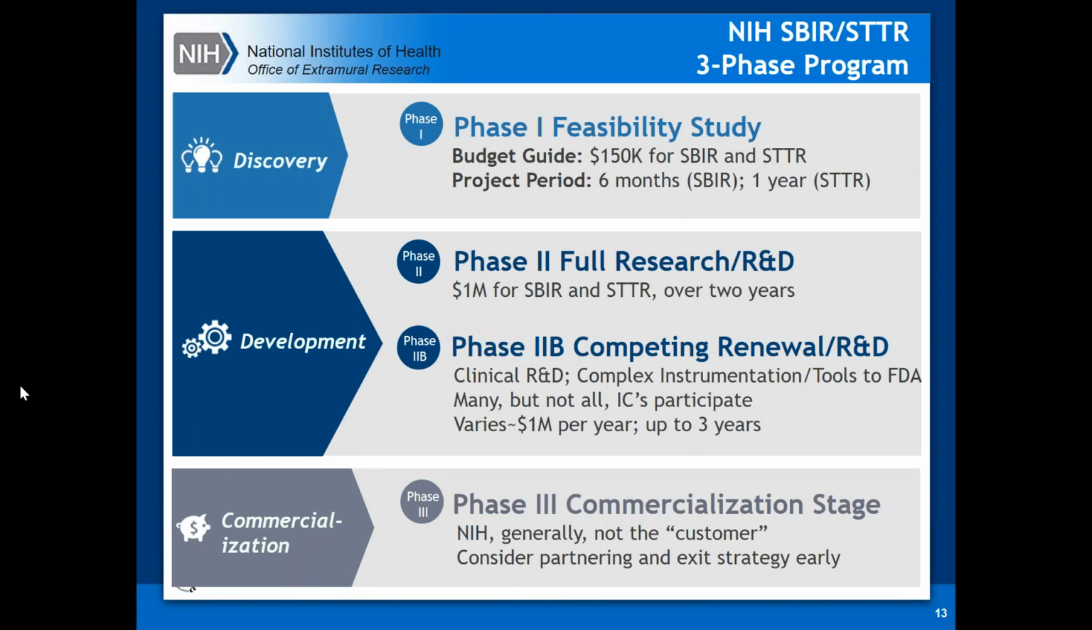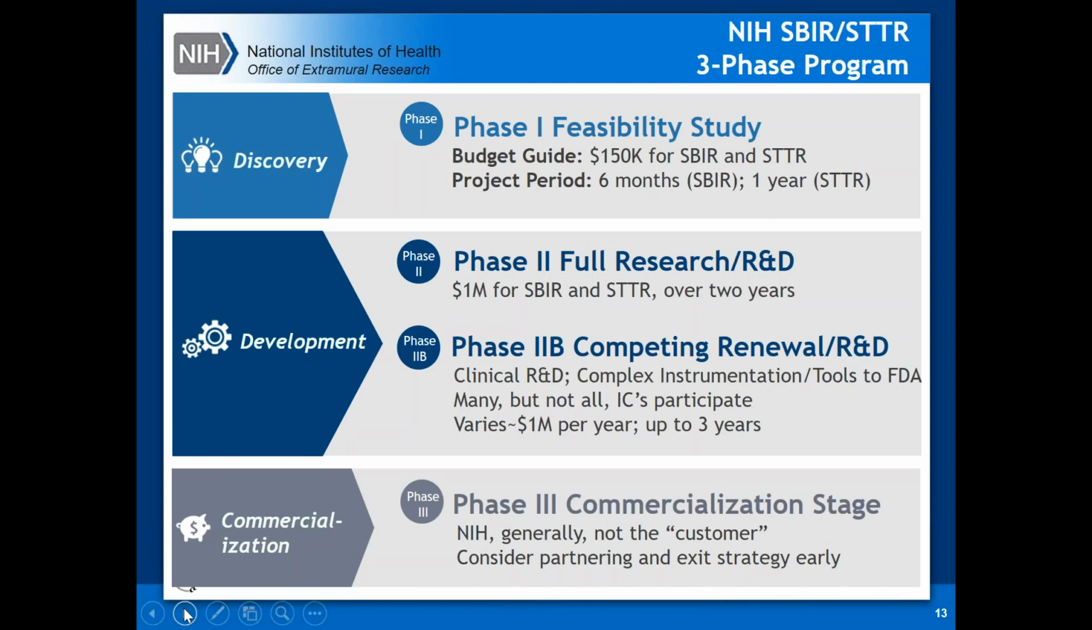And if you go into phase 2B, which is a competing renewal R&D, that is for clinical R&D, more complex research, which may include things related to the FDA. Many, but not all, of the NIH institutes and centers participate in that, and so the funding can vary. It's like $1 million per year for up to 3 years. So under phase 2B, you can get up to $3 million under that award.